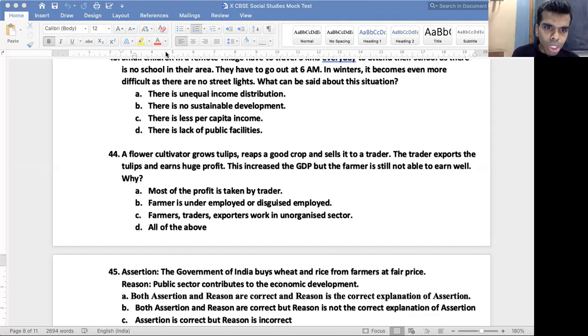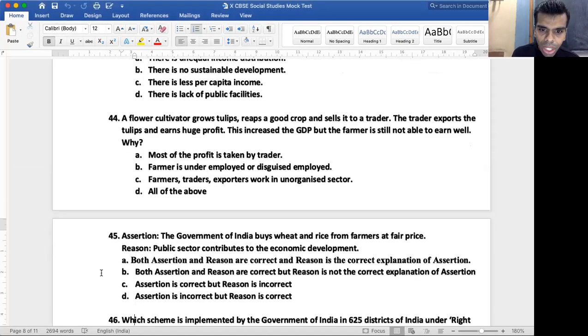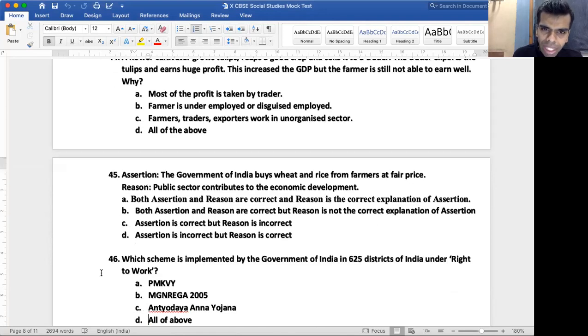The 45th question says, assertion: the government of India buys wheat and rice from farmers at fair prices. Agree. Correct. Reason: public sector contributes to the economic development. 100% सही. Correct.